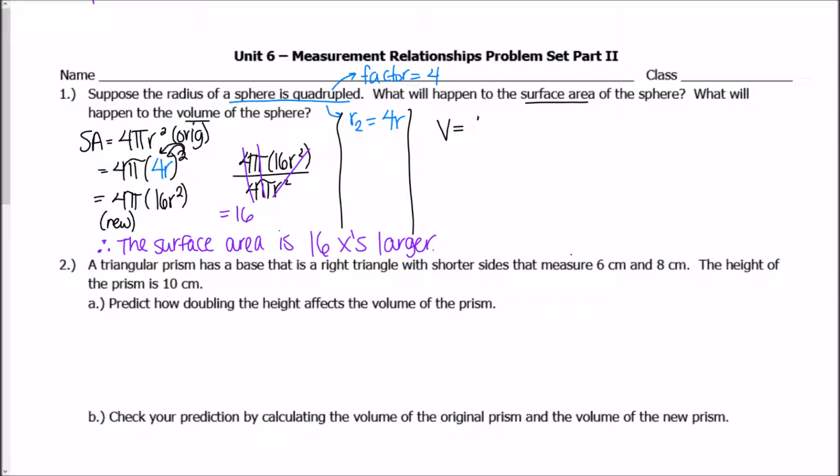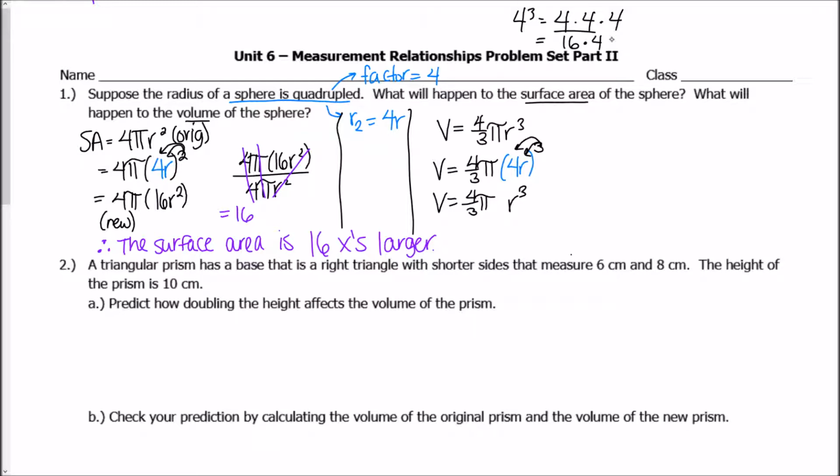Okay? Now let's do the same thing for the volume. So for the volume, the formula is 4/3 pi r cubed. So here I'm going to do V equals 4/3 pi, and instead of r, I'm going to replace it again with this 4r. And I'm going to cube it because that's what the formula says. Now I need to cube the 4 and the r, so I get r cubed. That part is easy. But when I cube the 4, it means 4 times 4 times 4, which is 16 times 4, because 4 times 4 is 16, which is 64. So this ends up being 4/3 pi times 64r cubed.